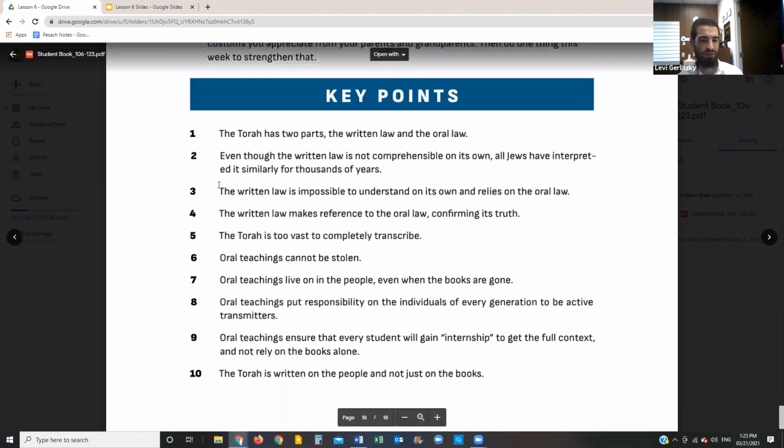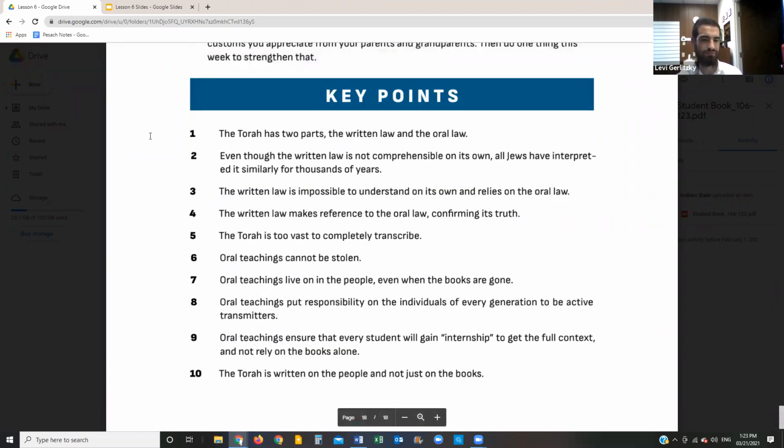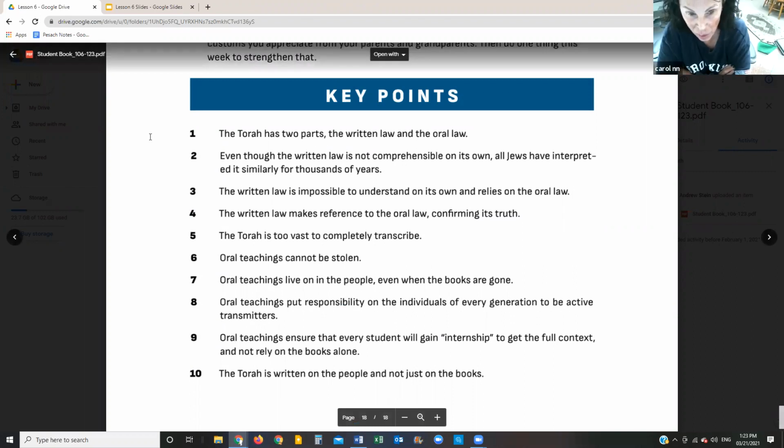And Caroline, if you'd like to read 1 through 5, and Sheila 6 through 10. The Torah has 2 parts, the written law and the oral law. Number 2, even though the written law is not comprehensible on its own, all Jews have interpreted it similarly for thousands of years. Number 3, the written law is impossible to understand on its own and relies on the oral law. Number 4, the written law makes reference to the oral law, confirming its truth. Number 5, the Torah is too vast to completely transcribe.